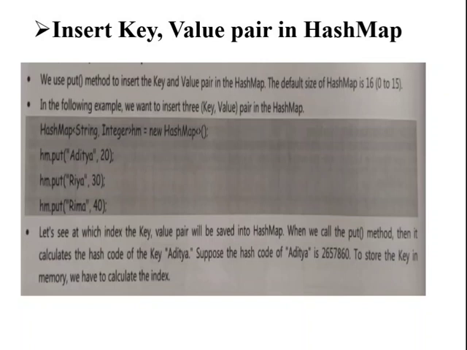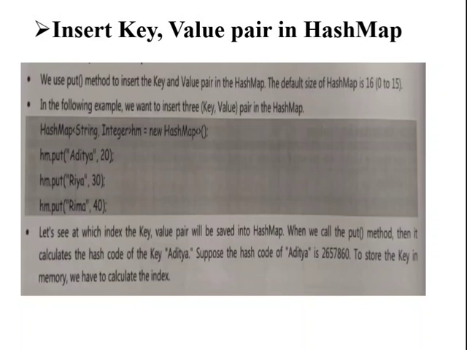Let's see at which index the key value pair will be saved into the HashMap. When we call the put method, it calculates the hash code of the key Aditya. Suppose the hash code of Aditya is 2657860. To store the key in memory we have to calculate the index. Then how can we calculate the index? The array size is reduced by index.